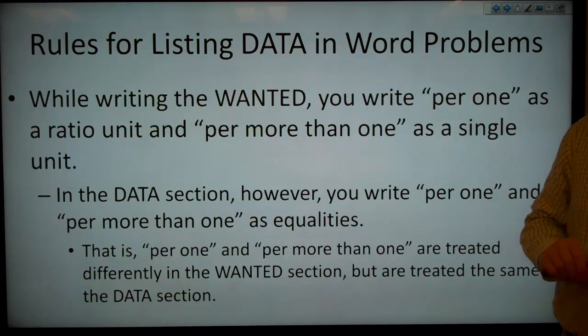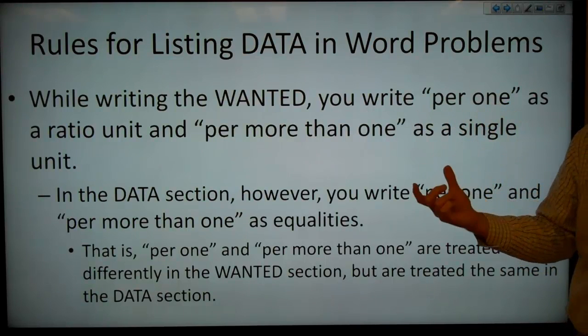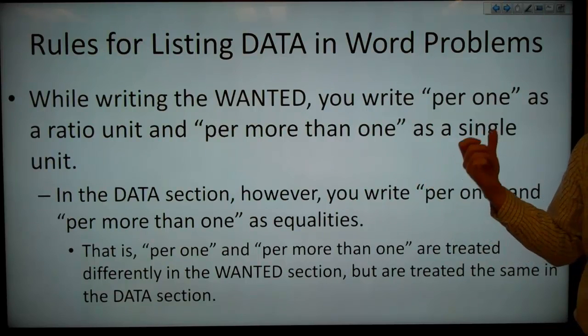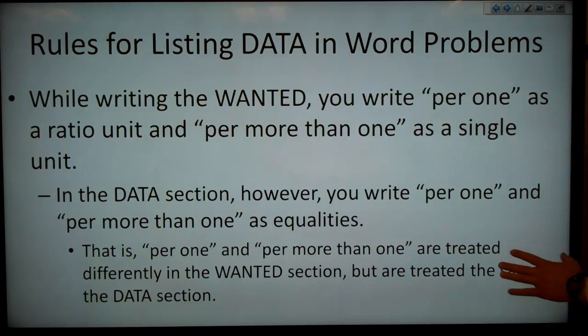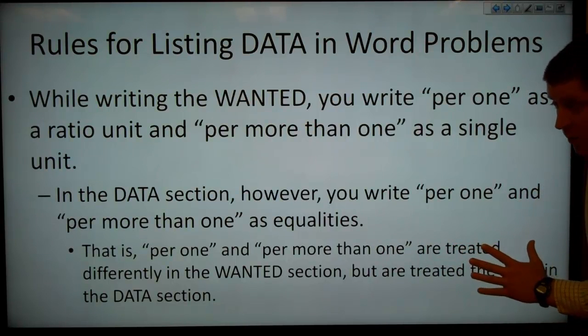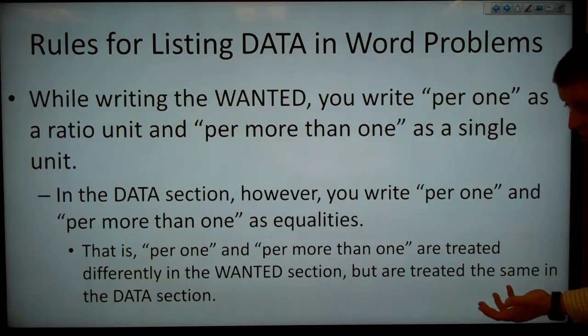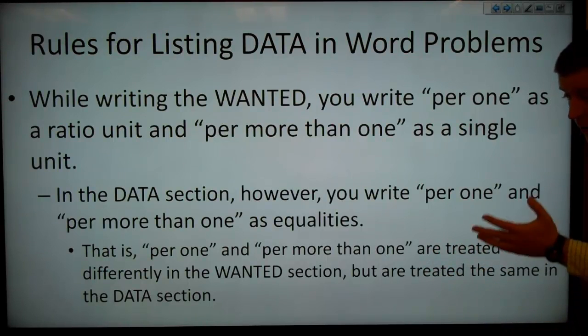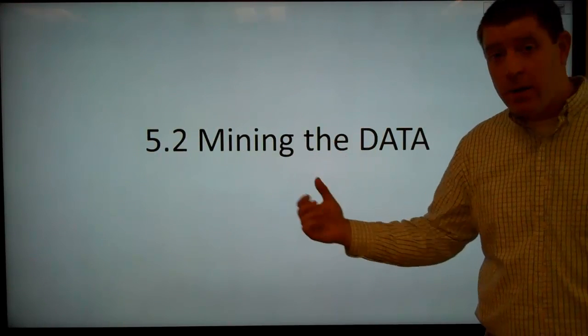While writing the wanted, you should write per 1 as a ratio unit and per more than 1 as a single unit. In the data section, however, you should write per 1 and per more than 1 as equalities, because we're going to use these as conversion factors in the solve portion. That is, per 1 and per more than 1 are treated differently in the wanted section, but they're treated the same in the data section. So that was mining the data.